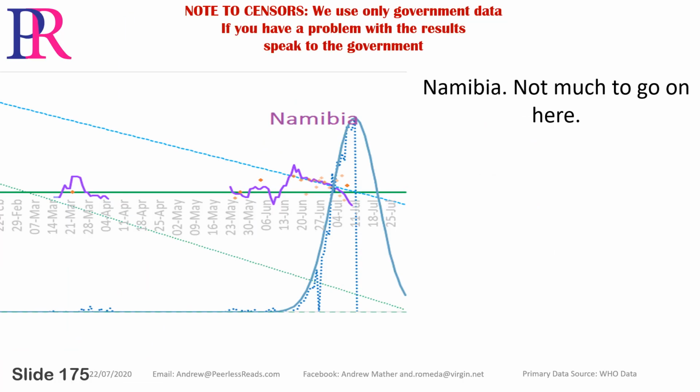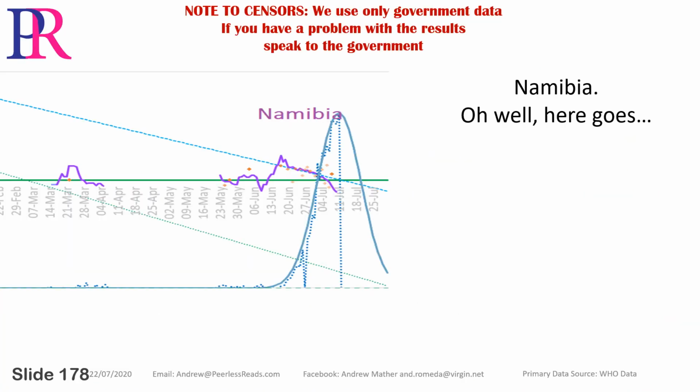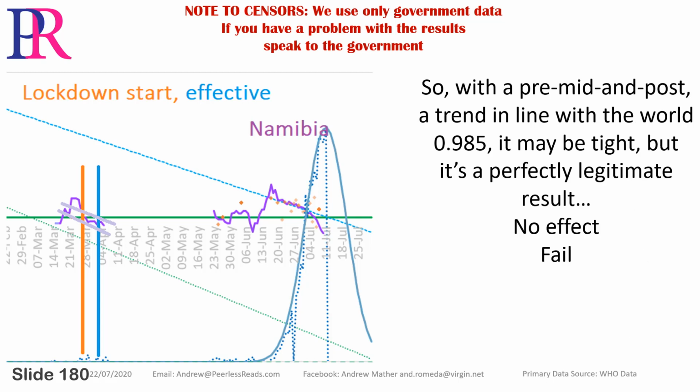Namibia, not much to go on here. Oh well, here goes. Actually close, as we've got enough for a result, but I wouldn't want this to be the only chart in the world. There are far better EU worst offenders, ironically, but yes, established down before lockdown, continues down, shallower worse, but in line with trend and 0.985. So with a pre, mid and post, a trend in line with the world 0.985, it may be tight, but it's a perfectly legitimate result. No effect, fail.